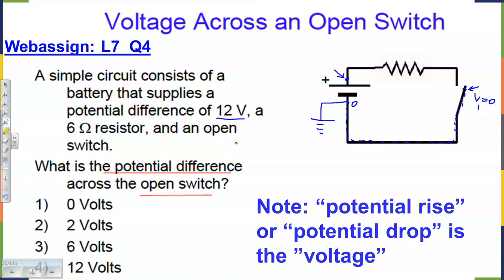zero. Stop here. V equals 0. Well, V1. Electric potential here is 12, because it should be 12 higher than 0. That's what the battery does. V plus should be equal to V minus plus EMF, which is 0 plus 12, 12. Up to here it's 12, no doubt.